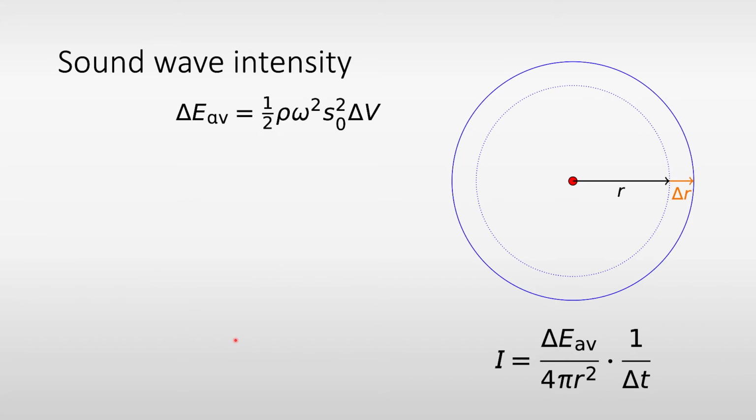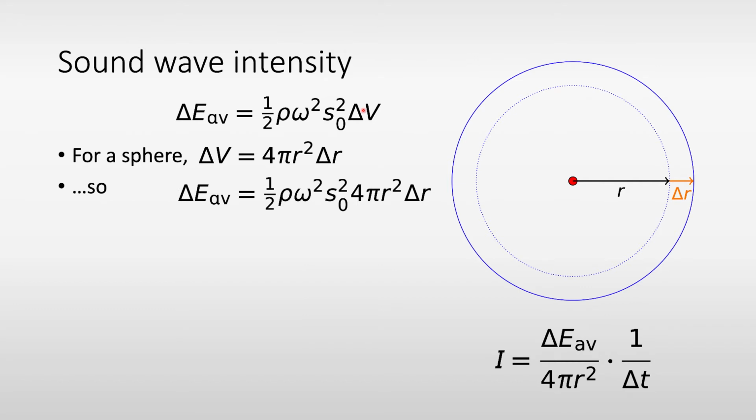Okay, so we had our expression for the average energy. Remember, this was simply a 3-dimensional translation of the energy on a string. For a sphere, we can find the change in volume, which we can visualize as this spherical shell around the original sphere. We can derive the change in volume here, so 4 pi r squared delta r. So taking the surface area and multiplying it by the extra amount that the sound wave travels. So as we put this expression into the first expression for delta V, we obtain this rather messy looking thing.